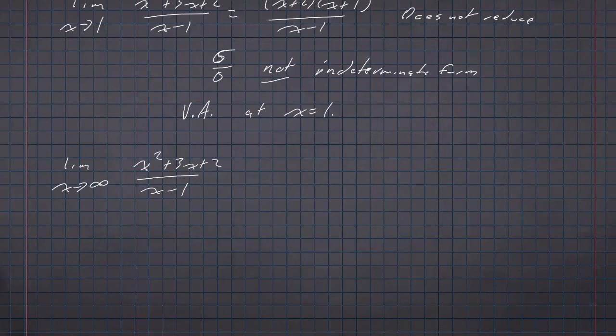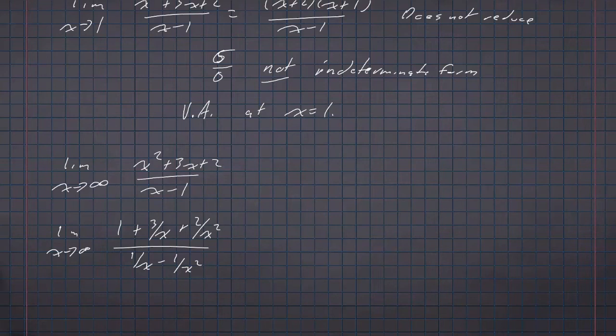Highest exponent on anything here is the x squared, so divide top and bottom by x squared, and we have the limit as x goes to infinity of (1 plus 3 over x plus 2 over x squared) all over (1 over x minus 1 over x squared). Again, highest exponent is the square here, so we multiply top and bottom by x squared. But in doing that, 3 over x tends towards 0. Let's put that the other way so that it's actually visible as something different. That's going to tend towards 0, and so do the other terms.